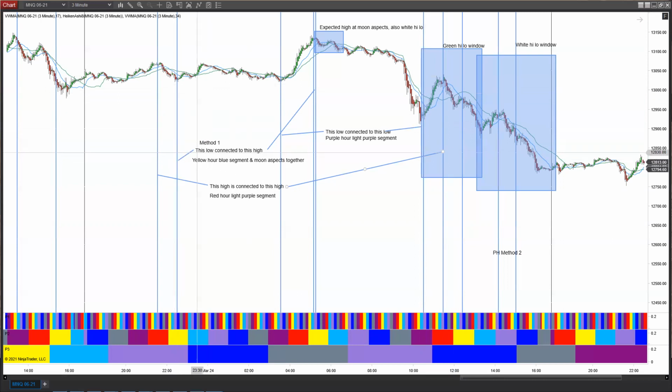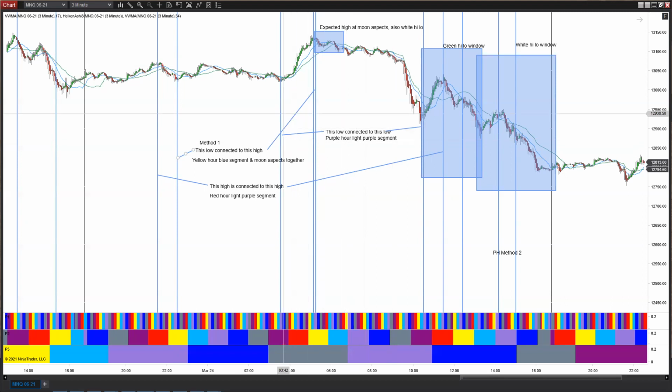The next point here was this low connected to this high. So this low here at 2230, you can see I have these lines marked over to the vertical line. And that went up to this high. That was the yellow period with the dark blue. That also coincided with our double moon aspect, which I showed you on yesterday's video. That reversed the trend, started it down. That was also in a white-black timing window period where we expect a new high or low, where we traded right up to the new high, and then the trend went down from there.